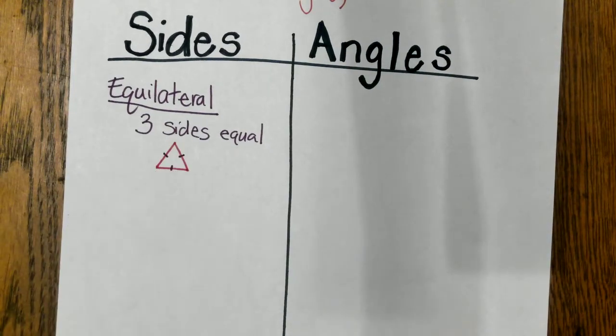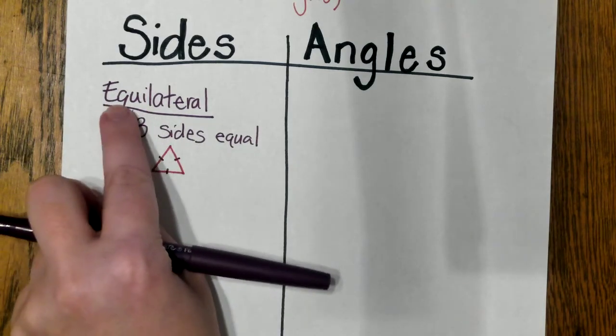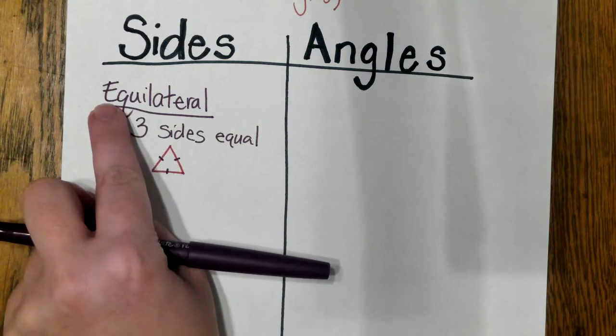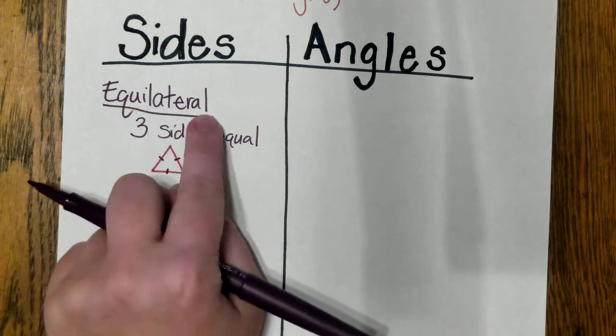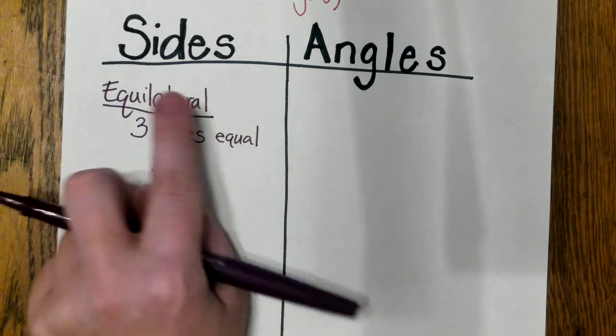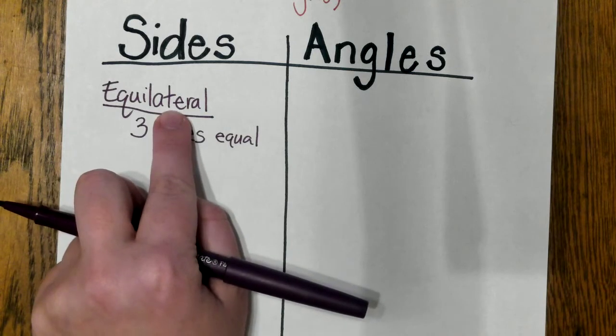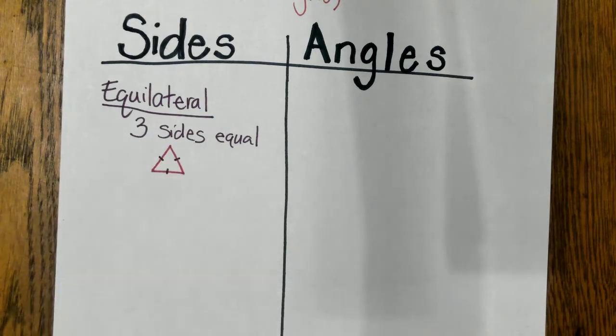I remember that an equilateral triangle means all 3 sides are equal because it has the word equal in it. Equilateral, equal. Lateral means lines. So this word literally means equal lines. All 3 sides, all 3 lines are equal.